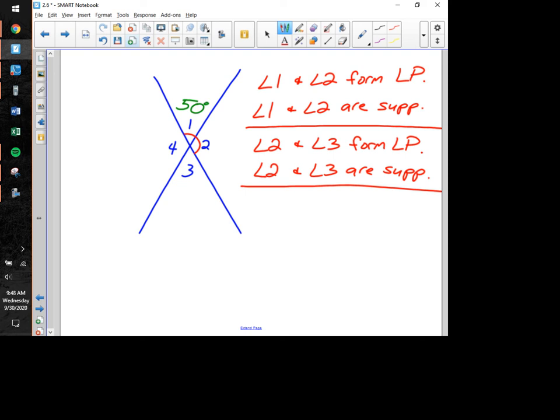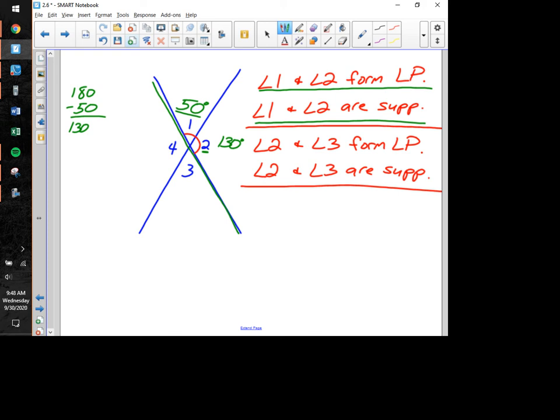Now, since angle 1 and angle 2 form a linear pair, meaning together they make a straight line, we know that those angles have to be supplementary, so they add up to 180 degrees. So, if I already know that 1 is 50, to find the measure of angle 2, I would just take 180 minus the one angle that I know and get 130 degrees for the measure of angle 2.